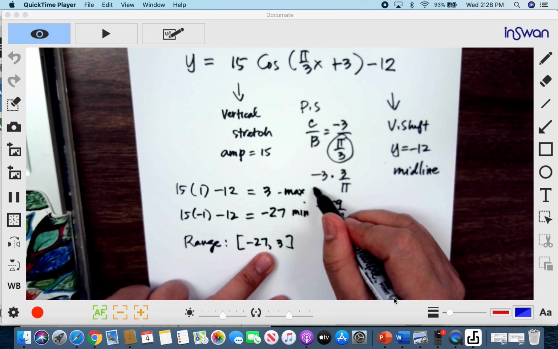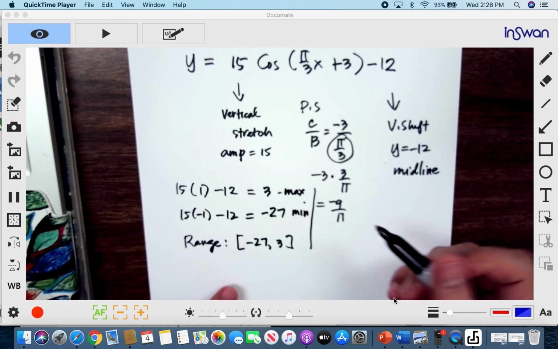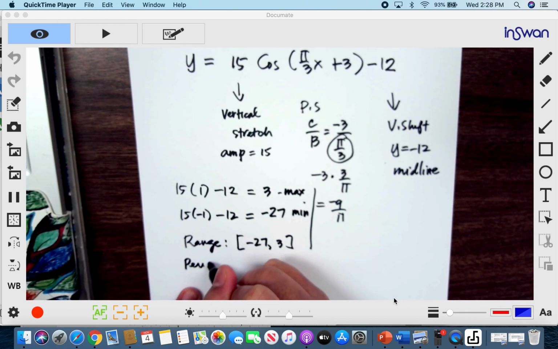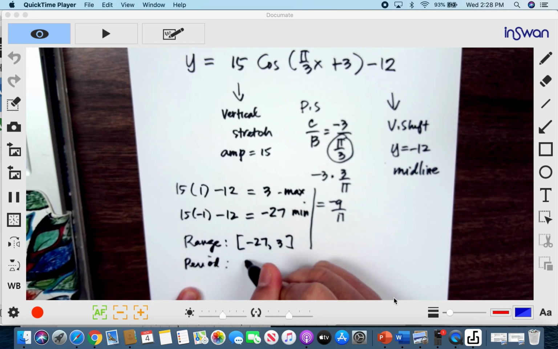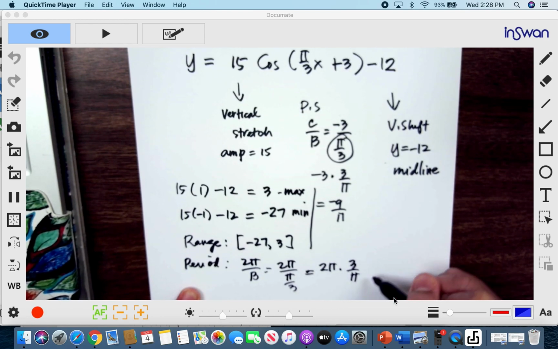Okay, now is the time for us to find the period of our function. So the period is represented by 2 pi over b, and our b is pi over 3. So that will be 2 pi times 3 over pi, which is equivalent to 6.